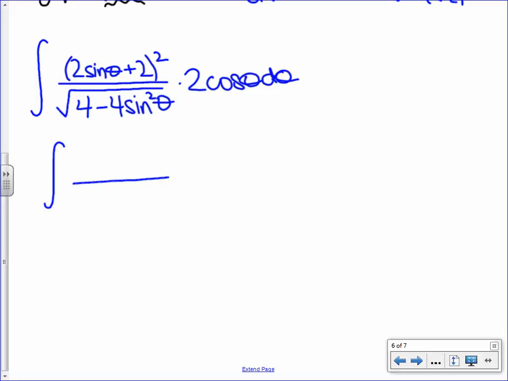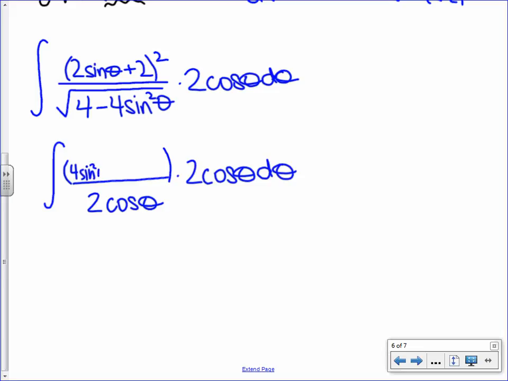We've done this a few times. What is this denominator going to become? 2 cosine. It cancels with the 2 cosine up there too, so we're going to be left with the 2 squared. And what is (2 sine of theta plus 2) squared? It's 4 sine squared, plus the rest. 8 sine, okay.